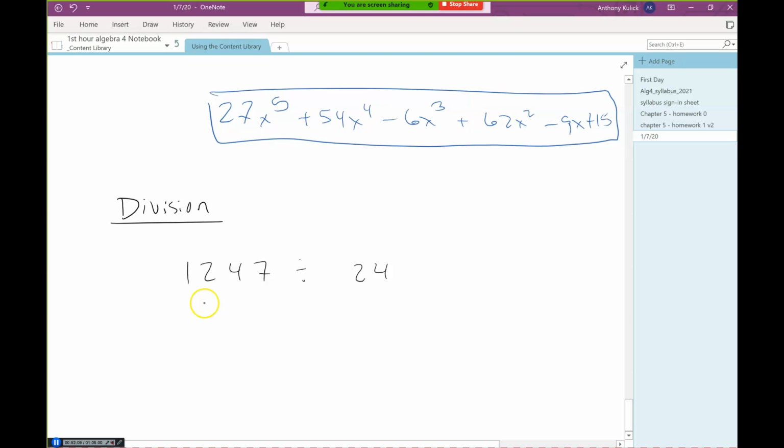So remember, we called these different parts of the division problem. We called this part the dividend. We called this part the divisor. And then we had an answer that was a quotient. And then we might have had some remainder left over. You guys kind of remember that from elementary/middle school?